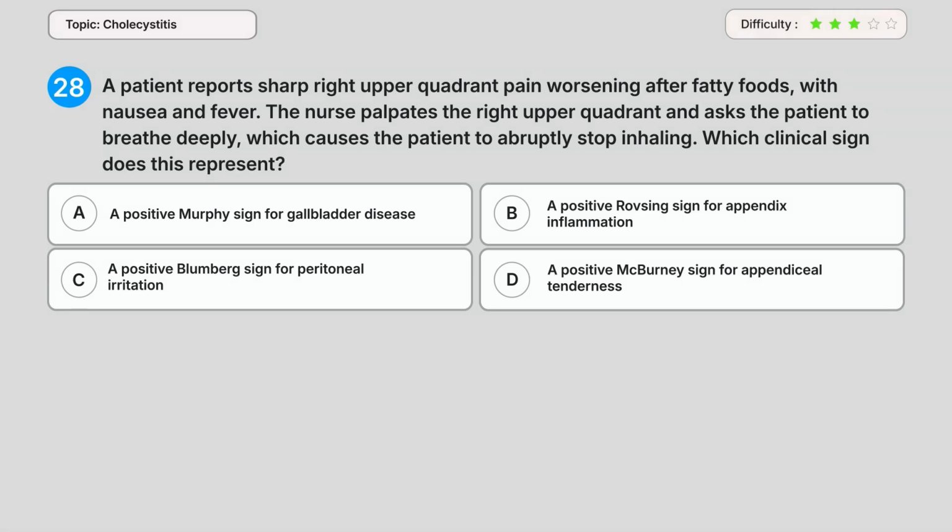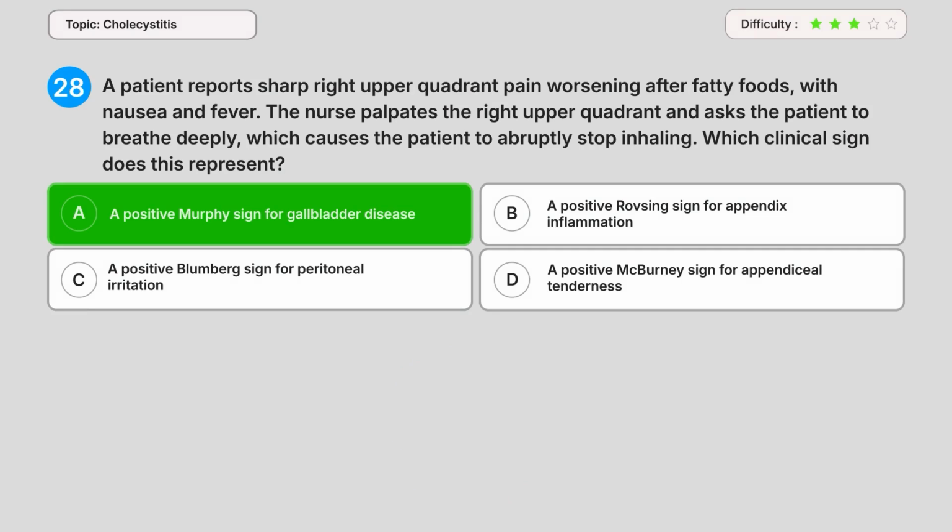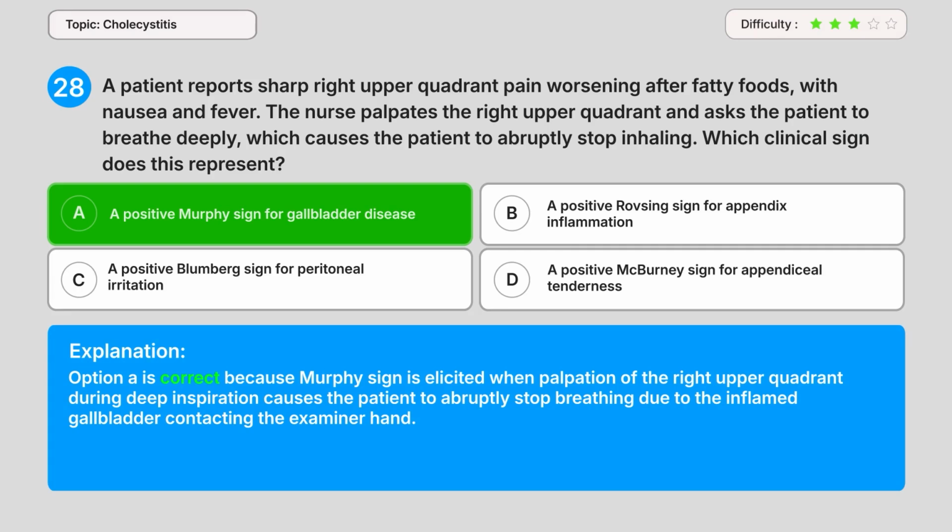Correct answer, A. A positive Murphy sign for gallbladder disease. Explanation. Option A is correct because Murphy sign is elicited when palpation of the right upper quadrant during deep inspiration causes the patient to abruptly stop breathing due to the inflamed gallbladder contacting the examiner's hand.